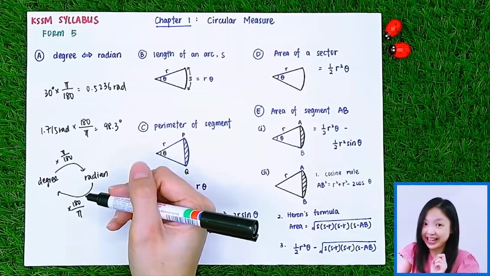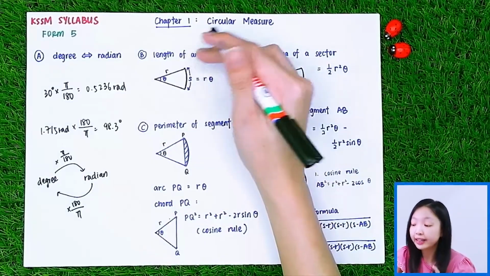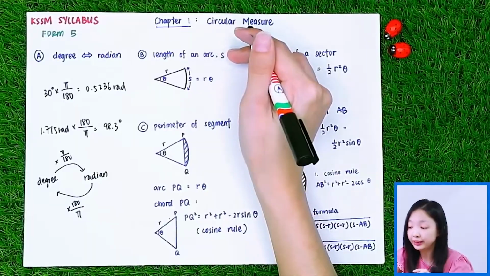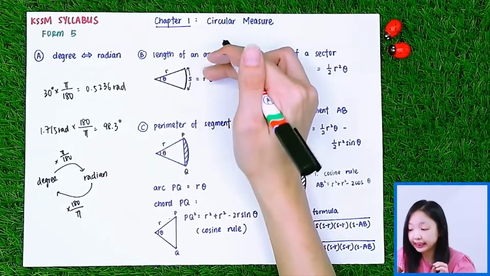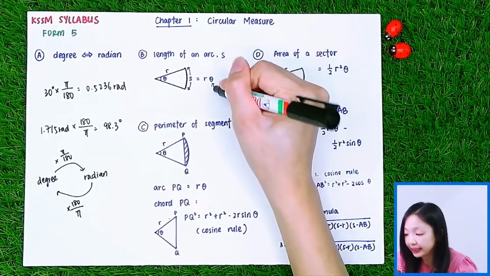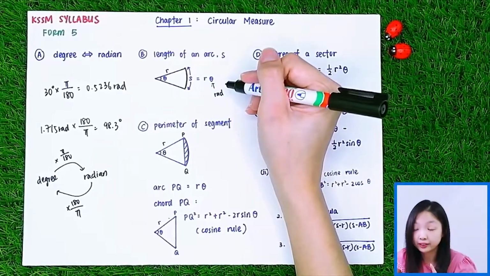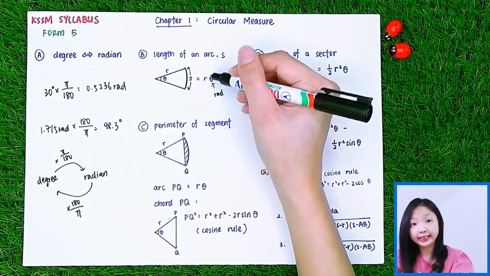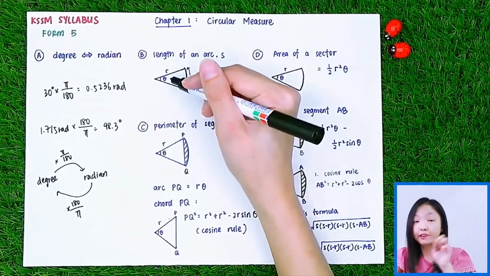Let's go to the second part. You have to know how to calculate the length of an arc, which we denote as S. The formula is S equals R theta. You have to remember the theta is in radian form. This is very, very important. R means radius, and theta is the angle of the sector, so radius times the angle.